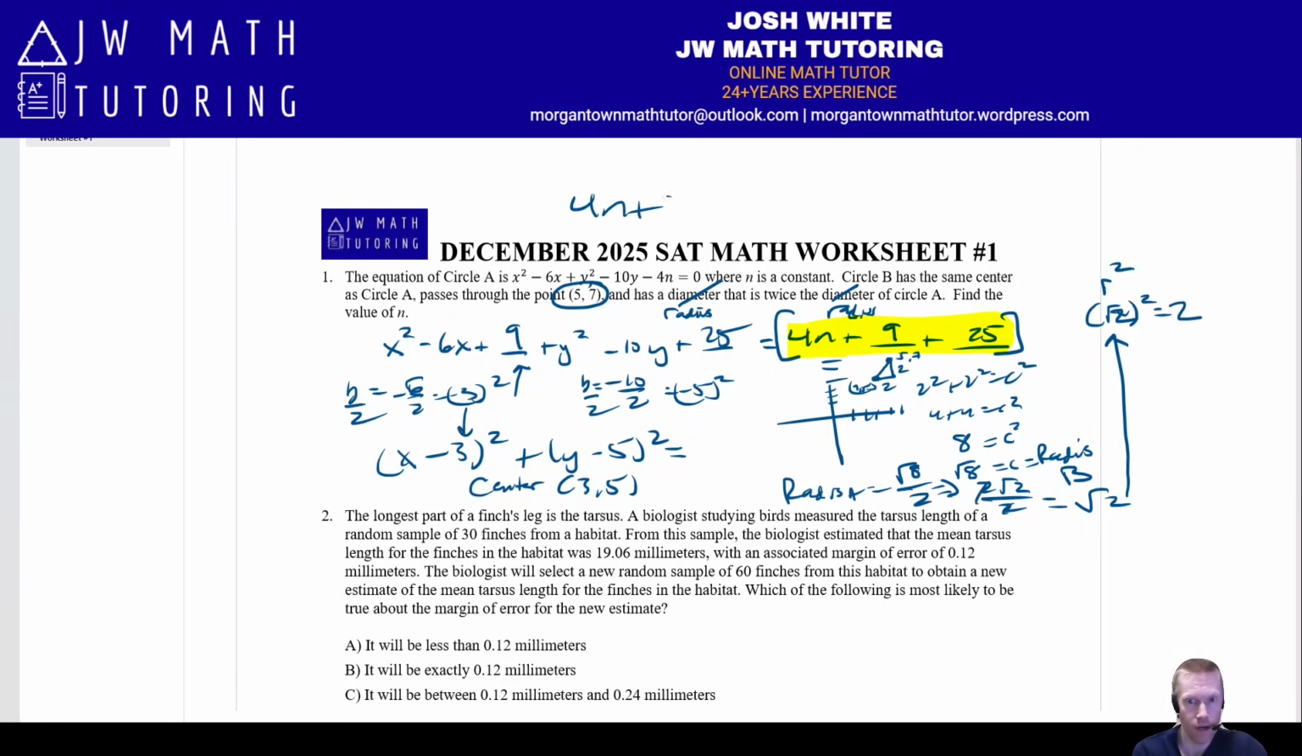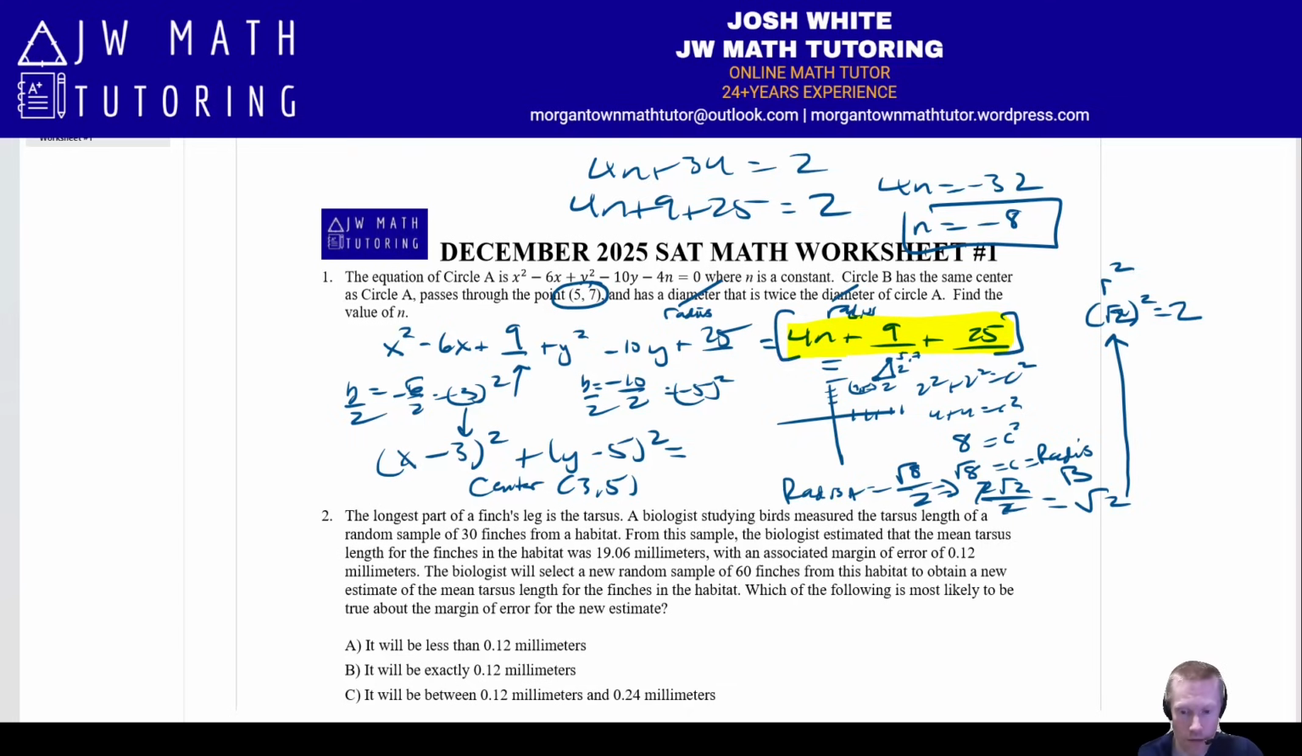So 4n plus 9 plus 25 equals 2. 4n plus 34 equals 2. 4n equals negative 32. n equals negative 8. That is your correct answer.